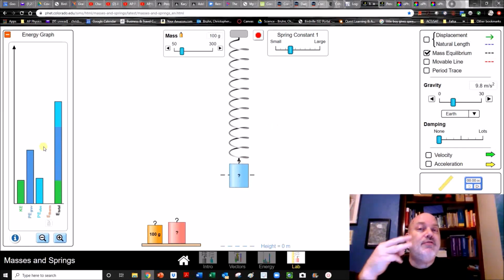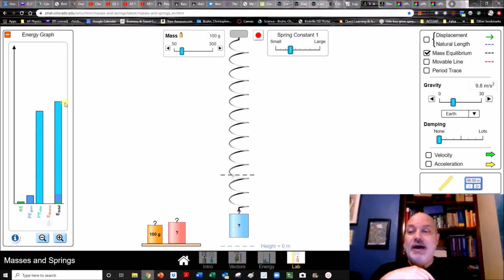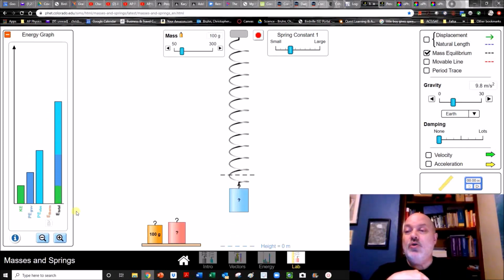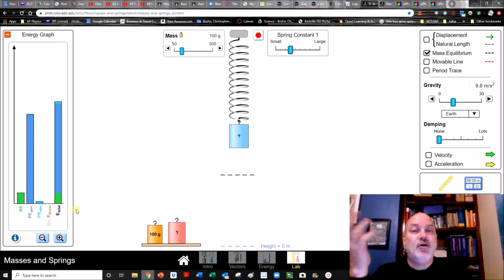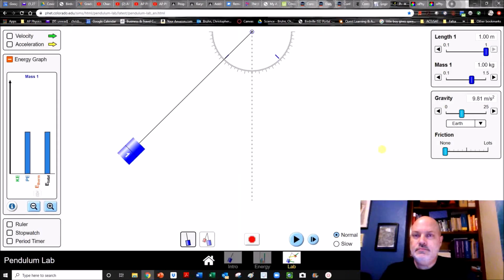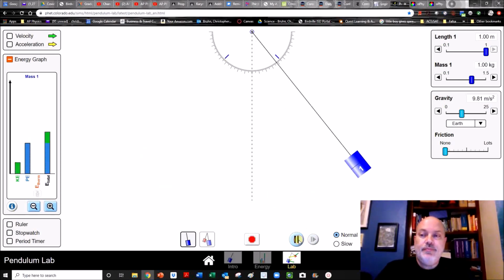The more it stretches, the more potential energy. But even though we have 3 energies now, it doesn't matter. Our total energy over here remains the same as long as there's no friction. Here's our pendulum again. Let's take a look at the energy related to a pendulum. Notice it just swings back and forth.